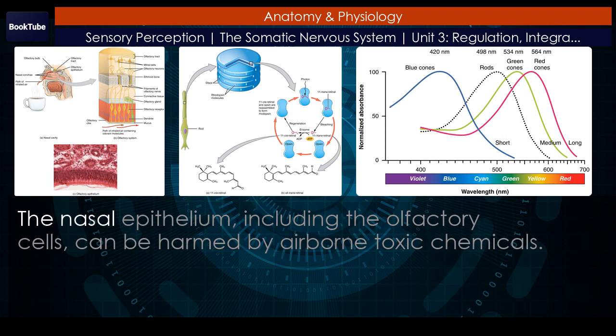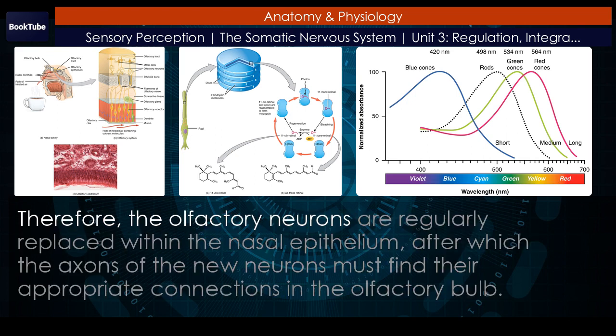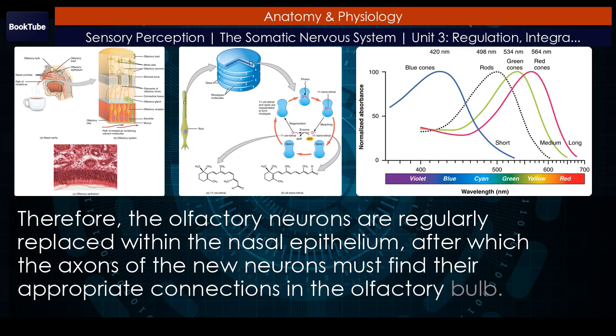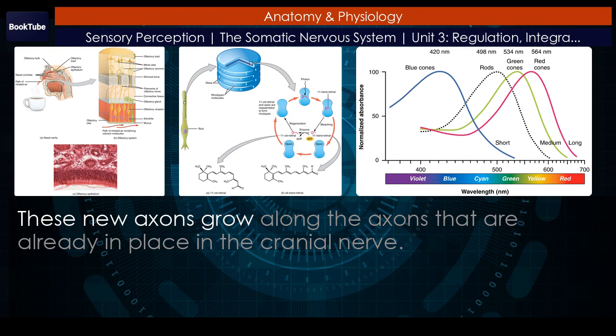The nasal epithelium, including the olfactory cells, can be harmed by airborne toxic chemicals. Therefore, the olfactory neurons are regularly replaced within the nasal epithelium, after which the axons of the new neurons must find their appropriate connections in the olfactory bulb. These new axons grow along the axons that are already in place in the cranial nerve.